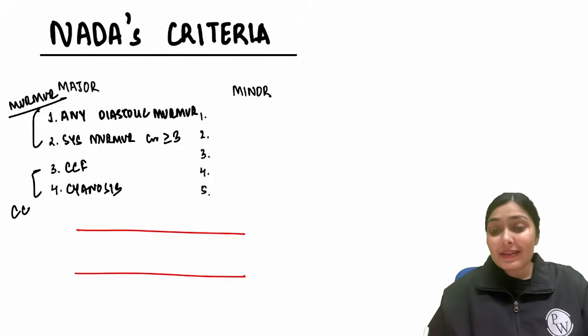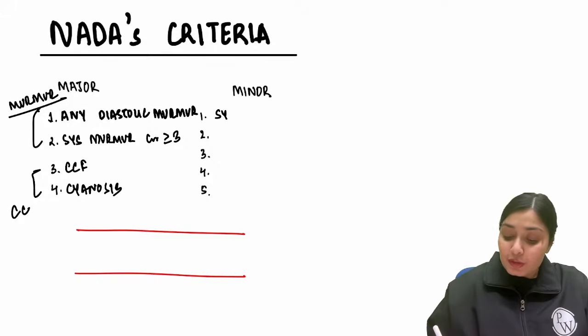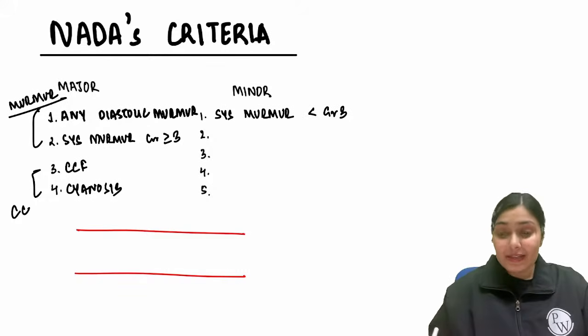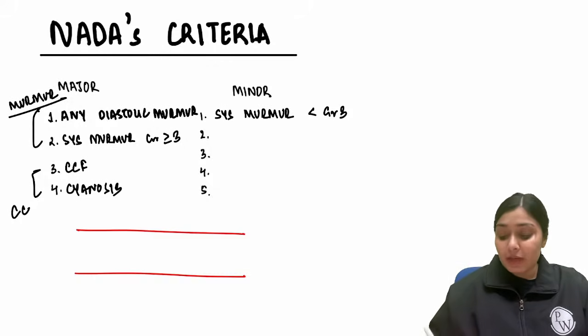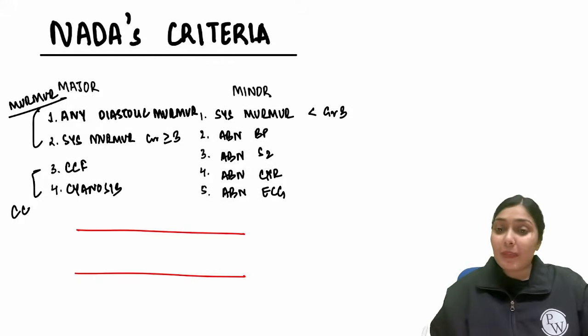What about the minor criteria? Systolic murmur grade 3 or more was major, so anything less than grade 3 will be minor. Systolic murmur less than grade 3 is minor. Apart from that, all the investigations that we go for, routine investigations: if there is abnormal BP, abnormal second heart sound, abnormal chest x-ray, abnormal ECG, these are the minor criteria.